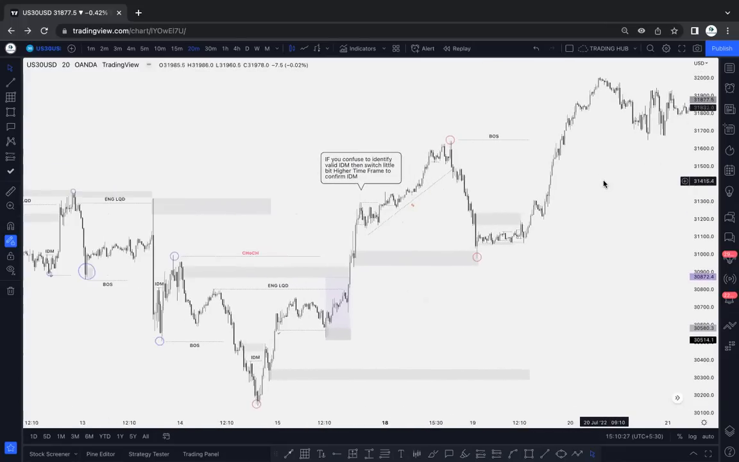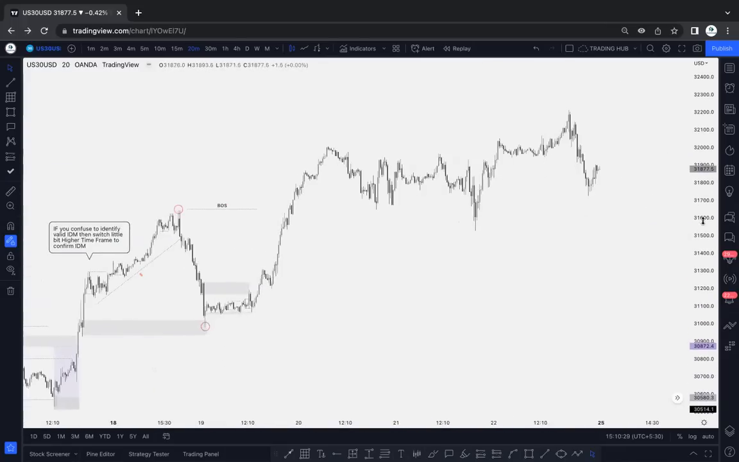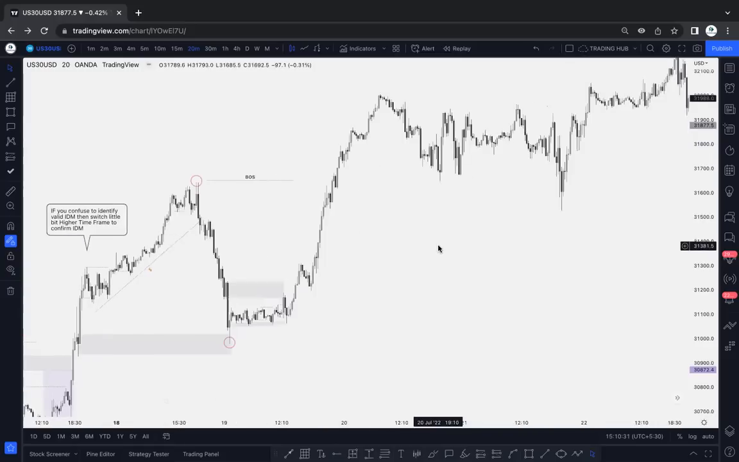Okay, go on, go on, sorry. Oh my God. So this is a BOS. Yeah, okay, so the major BOS is here. And in this case, we can see where our inducement is.